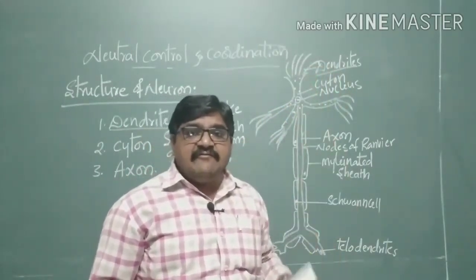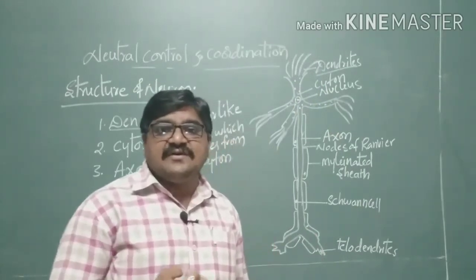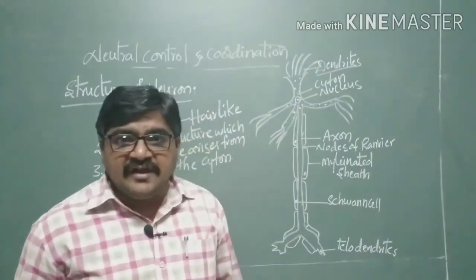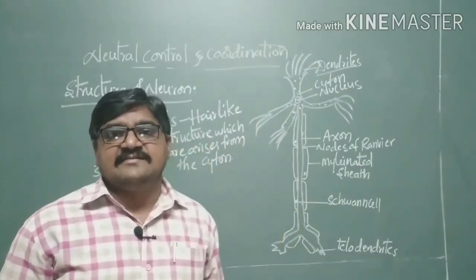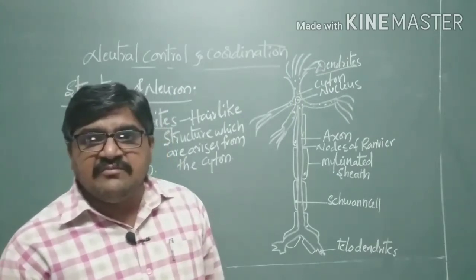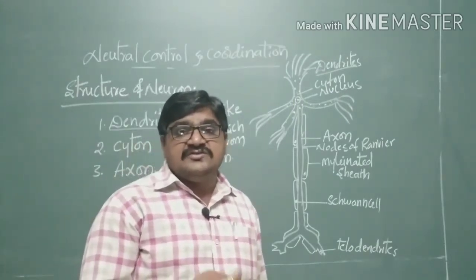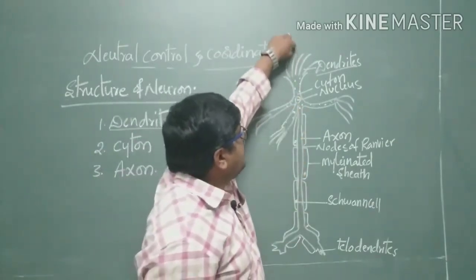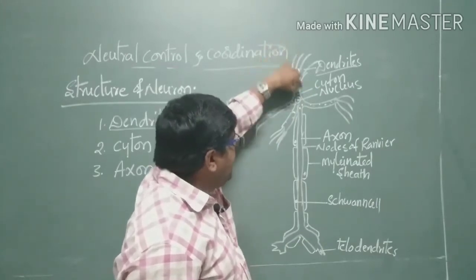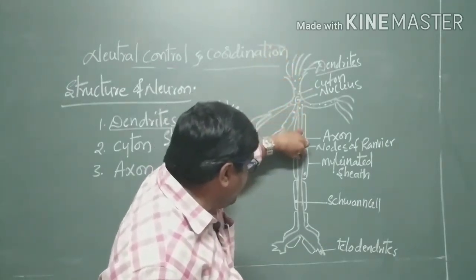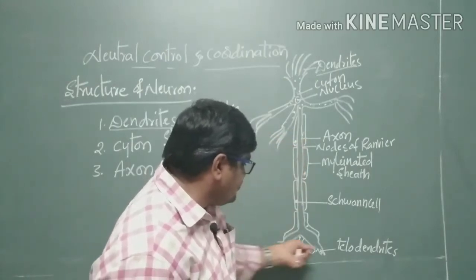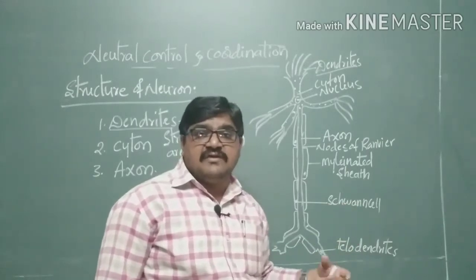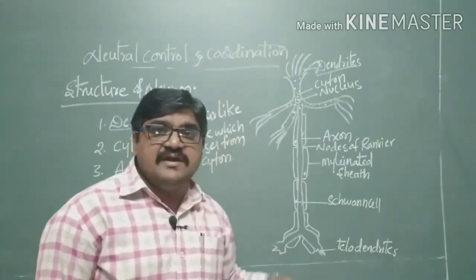What is the function of dendrites? It receives information from the telodendrites of one neuron to the dendrites of another neuron. That means it receives information from the adjacent neuron's telodendrites and moves it towards the cyton. It receives information from the dendrites to the cyton. From the cyton it passes to the axon. From the axon it passes to the telodendrites. From the telodendrites, the information passes to the dendrites of another neuron.